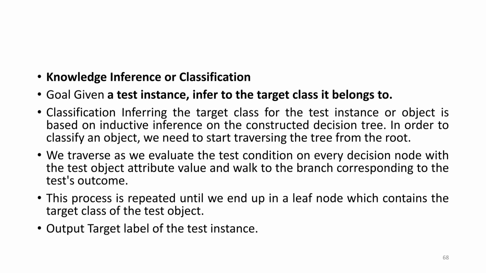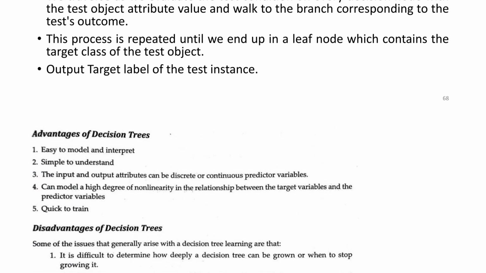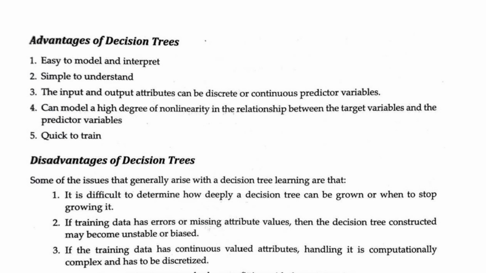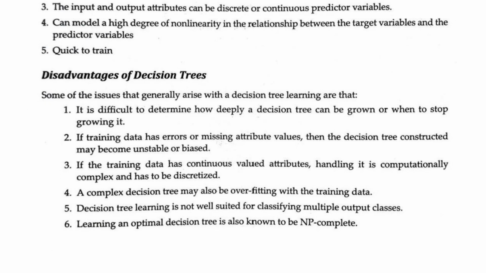Once the tree is constructed, it is easy to judge and easy to predict the given condition. The advantages: it is easy to model and simple to understand. Input and output attributes can be discrete, and it can even be used for continuous predictor variables. It can model a high degree of nonlinearity in the relationship between the target variables and the predictor variables. In such cases, a tree can be used, and it is easy to train.